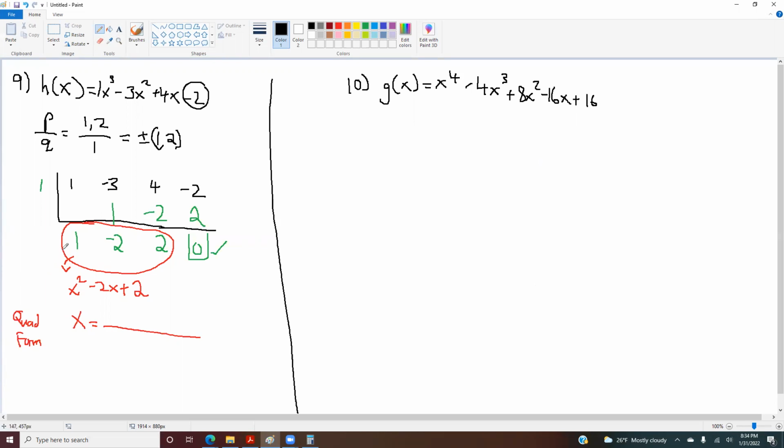Anyone, quadratic formula? Error. Because of the imaginary, that's why.